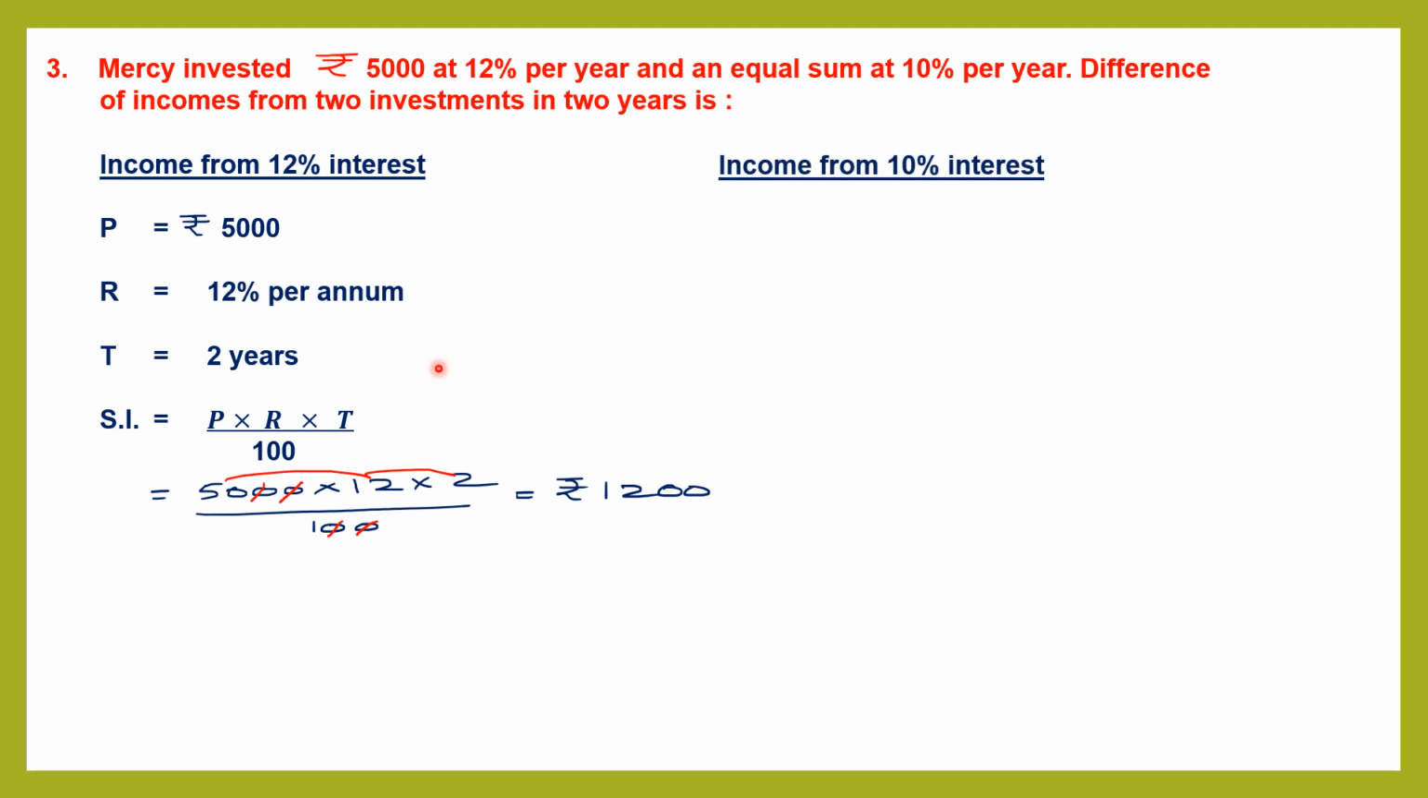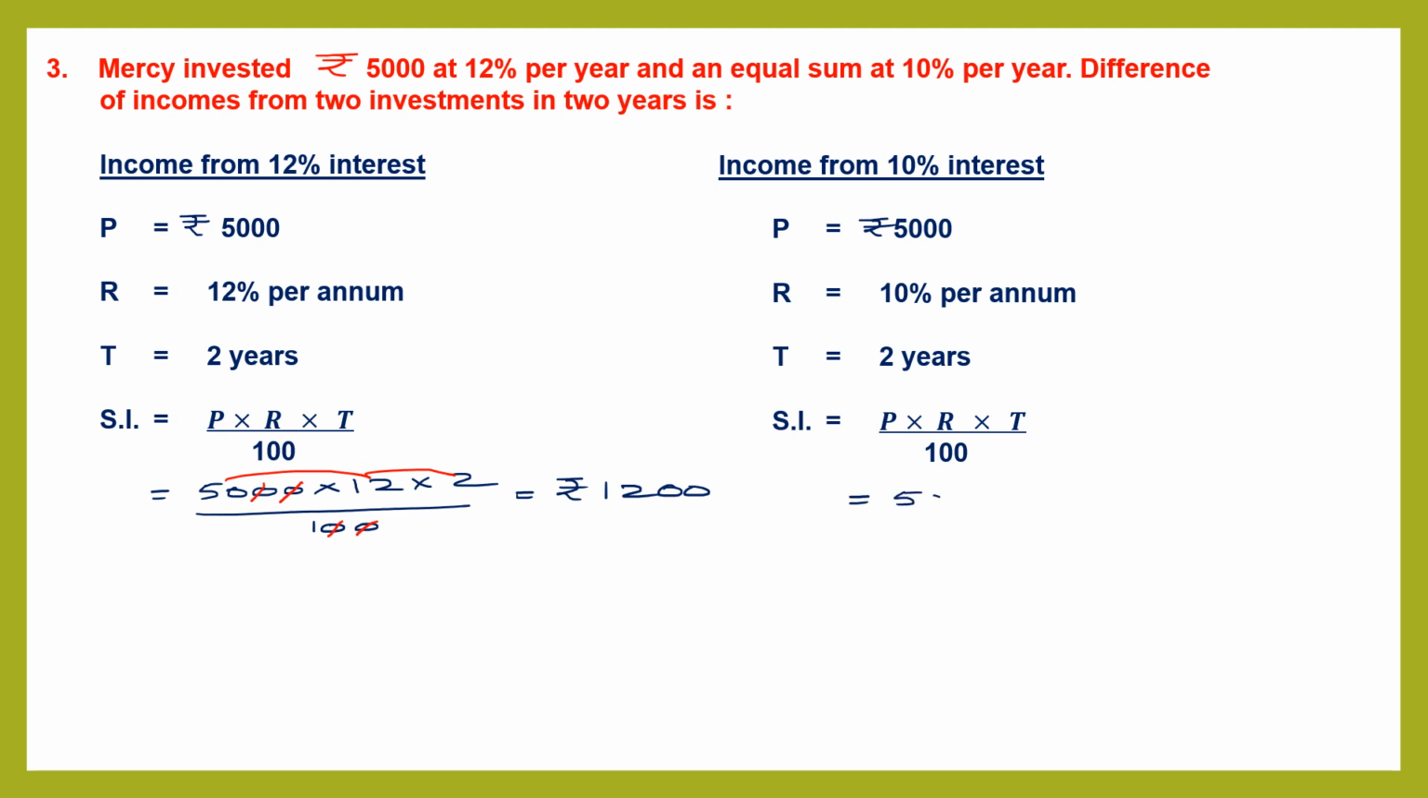Now let's find the income from 10% interest. So here the principal is the same. It's 5,000 rupees. The rate of interest is 10% per annum. The time is 2 years. Now simple interest is PRT by 100. And now after substituting, what do we get? Principal is 5,000. Rate of interest here is 10%. Time is 2 years and divided by 100.